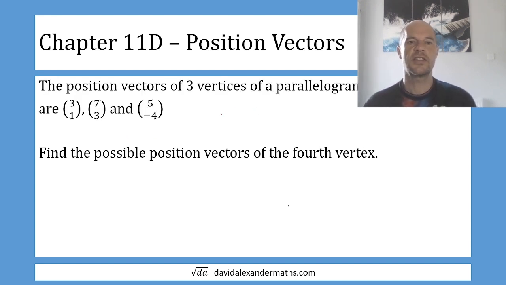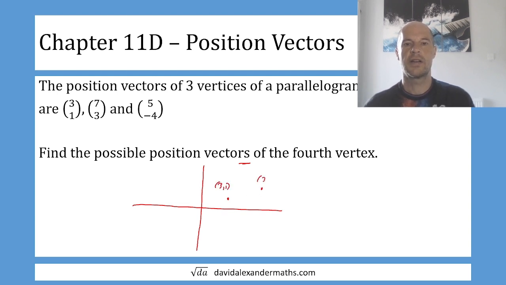The position vectors of 3 vertices of a parallelogram are (3, 1), (7, 3) and (5, negative 4). Find the possible position vectors, plural, of the 4th vertex. So for this question, probably worth just doing a quick sketch. So I've got 3, 1, I've got 7, 3. Let's label that as 3, 1, 7, 3, and 5, negative 4.